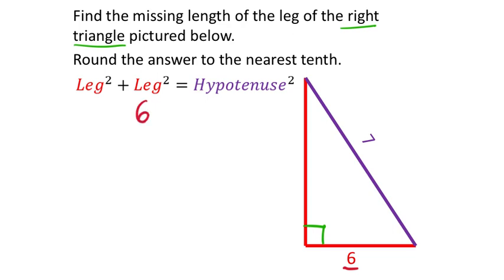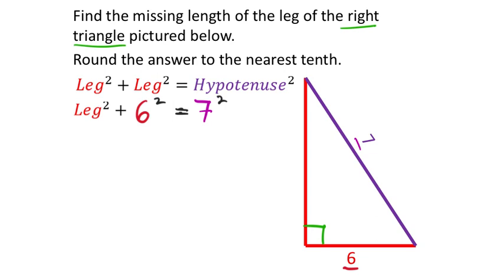And the other value that they gave us is the 7, which is not making the right angle right there. So that means that the 7 must be a hypotenuse. So my hypotenuse then is 7. Now, I've got a leg squared plus 6 squared equals 7 squared.